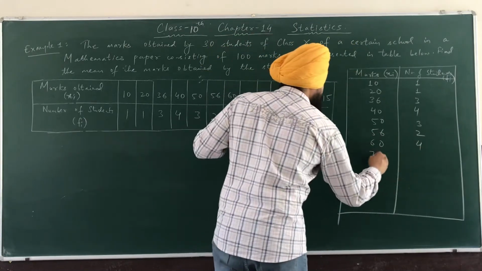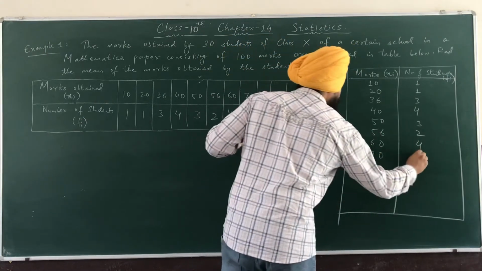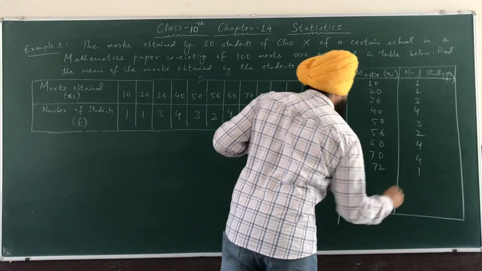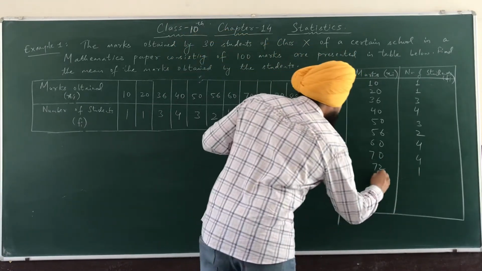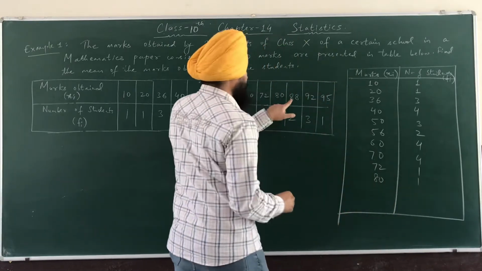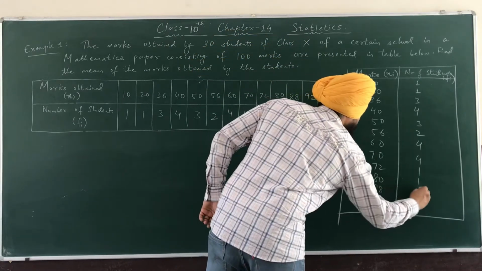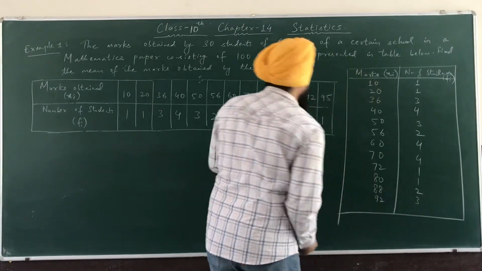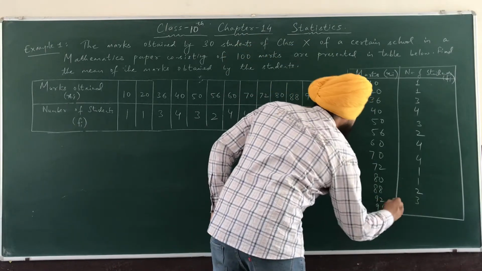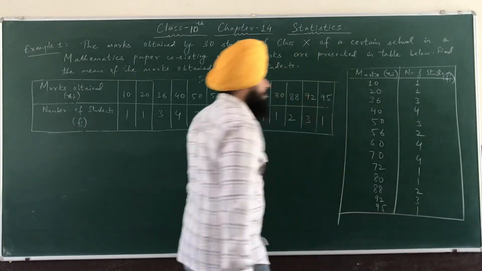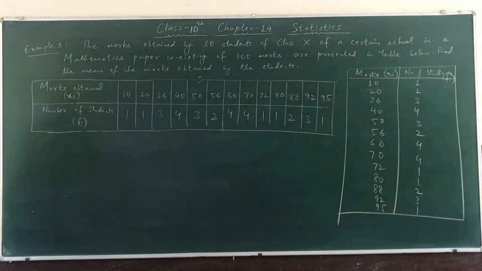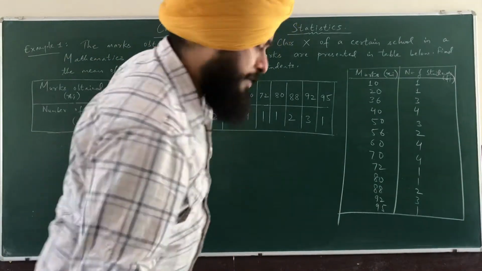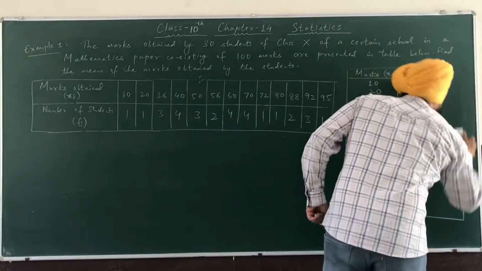70 marks, 4 students again. 72 marks, 1. 80 marks, 1. 88 marks, 2, 92 marks, 3, and the last, 95 marks, having only one student. Clear? So now we will find the product of corresponding xi with fi.